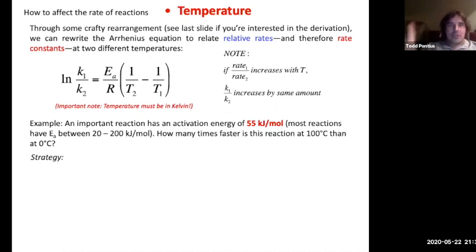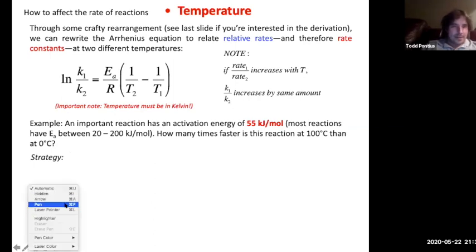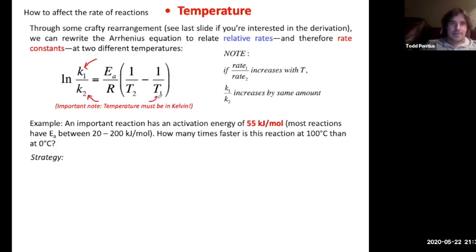So, introducing the Arrhenius equation remix. What we're doing, and I'll show you a derivation of this equation in just a little bit, is we have this equation here that allows us to compare the relative rate constants, so K1 versus K2, at 2 different temperatures, T1 and T2. So a few things that I want to point out.